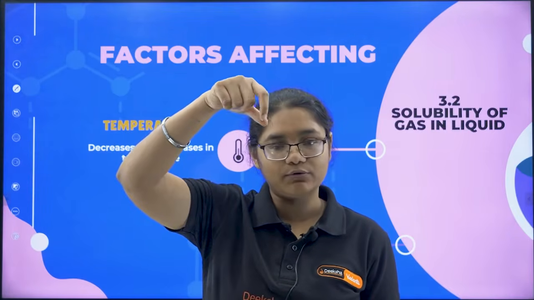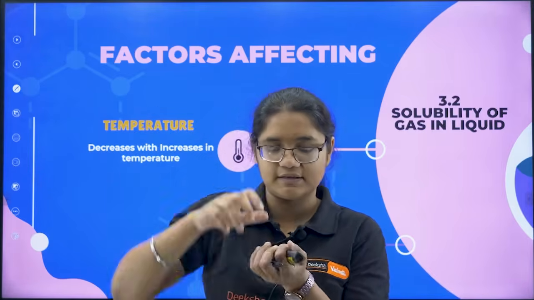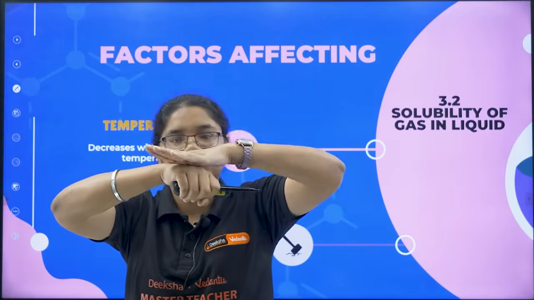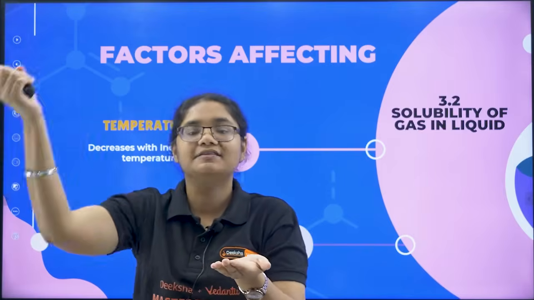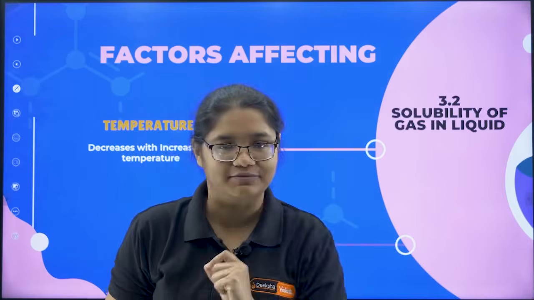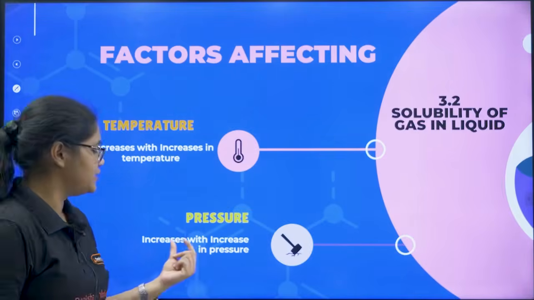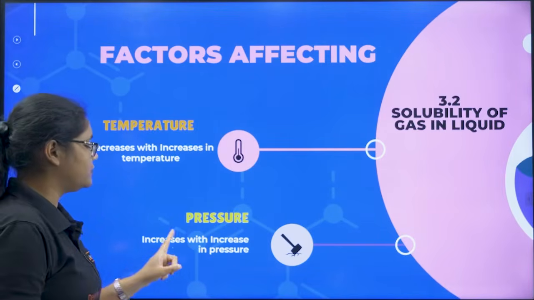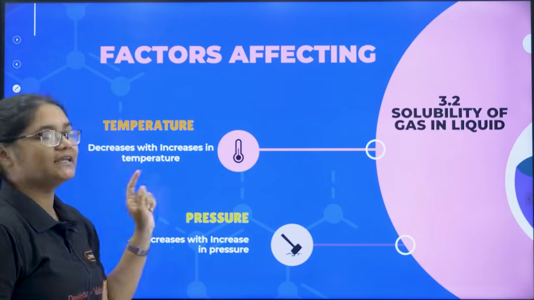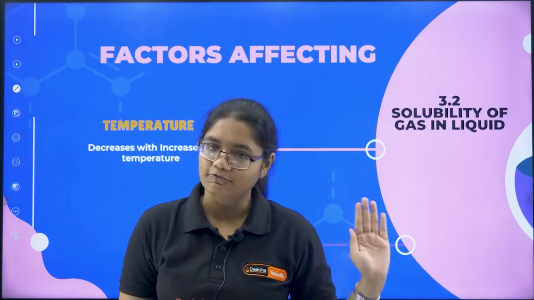Now when you open the cap, you are releasing the pressure. Suppose this is the container and these are the gas particles, under some pressure. Once this pressure is released, these gas particles come out fast, and that is what we observe as effervescence, right? So if you increase the pressure, solubility will increase. Solubility increases with the increase in pressure, and decreases with the increase in temperature. I hope the effect of pressure and temperature is clear for all of you.